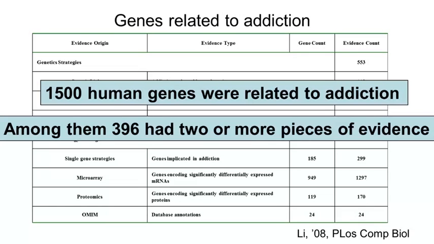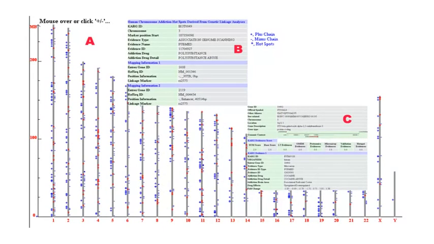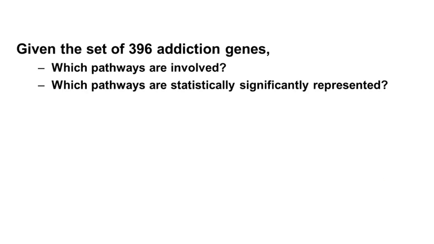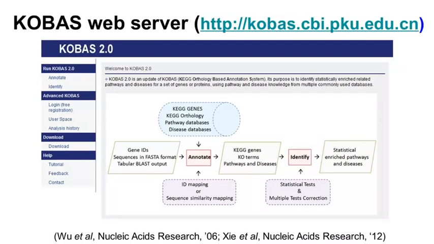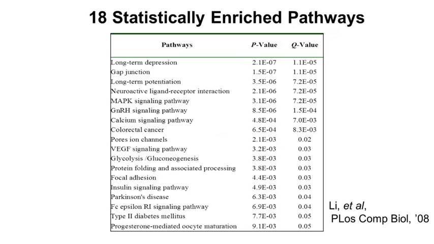Now, given the set of 396 addiction genes, which pathways are involved? Which pathways are statistically significantly represented? You may remember that COBAS is one of the tools for this type of questions. So we ran COBAS on the 396 addiction genes against a background of all human genes, and found that 18 pathways were statistically significantly enriched, including long-term potentiation, long-term depression, gap junction, neuroactive ligand-receptor interaction, and so on.